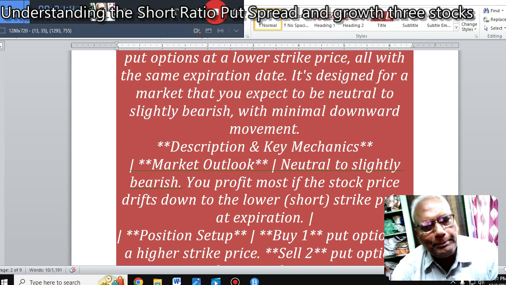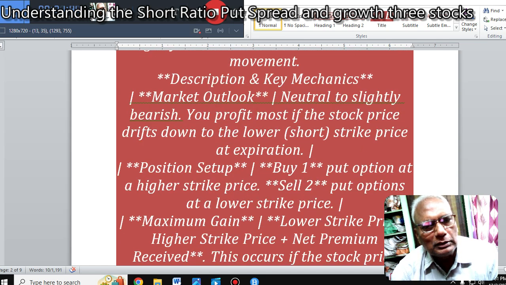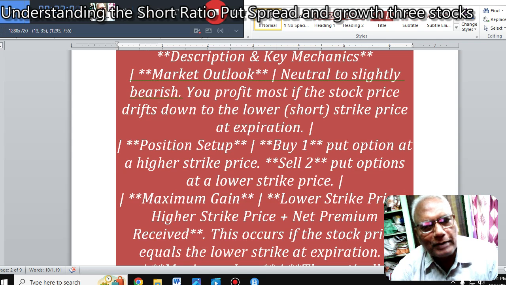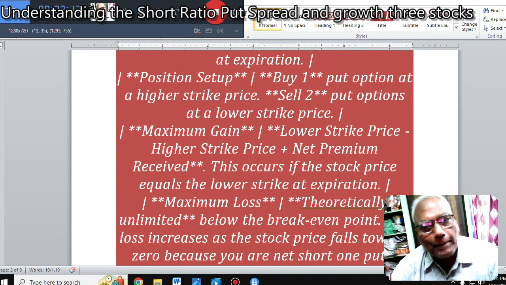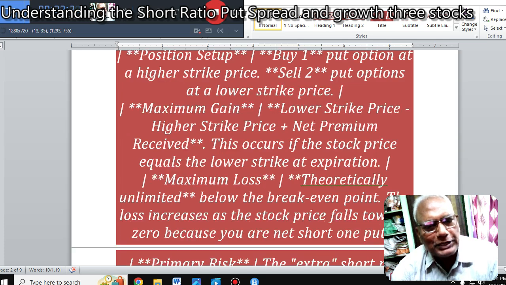Description and key mechanics. Market outlook: neutral to slightly bearish. You profit most if the stock price drifts down to the lower short strike price at expiration. Position setup: buy one put option at a higher strike price. Sell two put options at a lower strike price. Maximum gain: lower strike price minus higher strike price plus net premium received. This occurs if the stock price equals the lower strike at expiration.